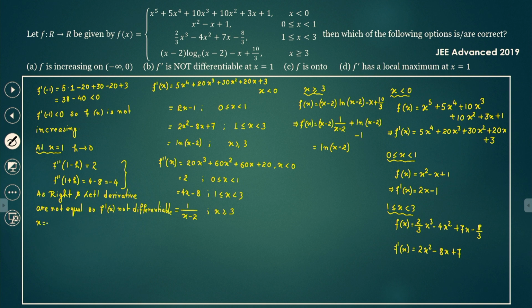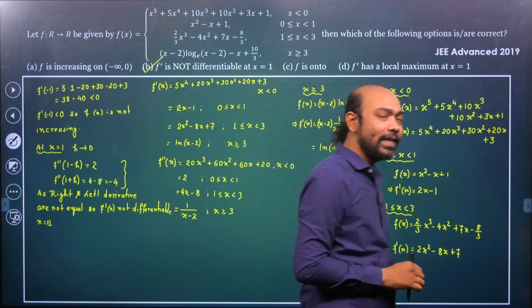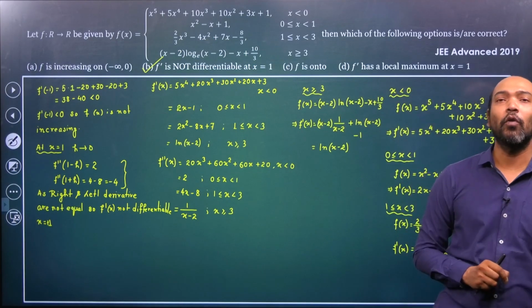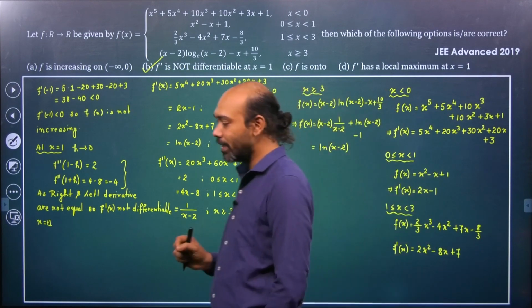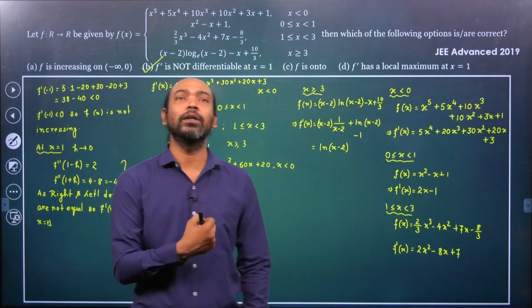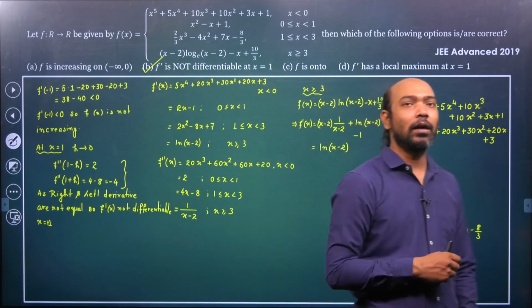At x is equal to 1. So therefore, this option B is the correct option. Now see what is the function of onto? Onto means that we have to see that the range of f(x) is equal to all of the codomain.